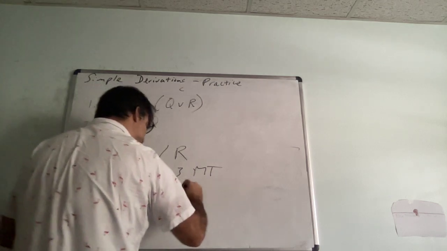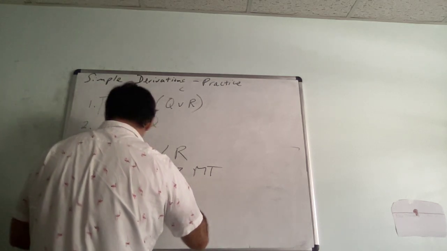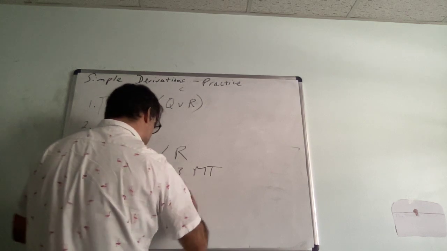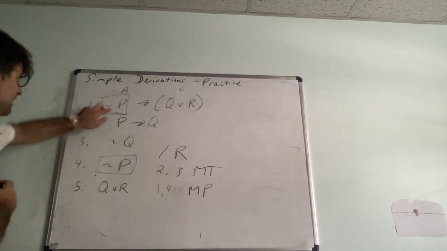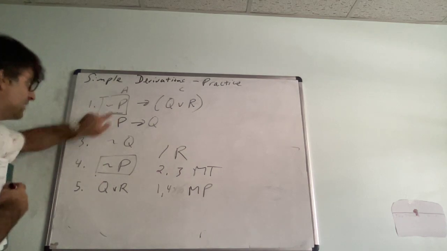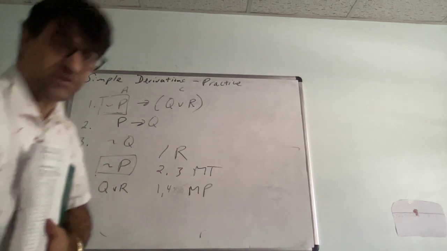And now look, this is a fun one to me. 1 and 4 modus ponens. Notice we use modus ponens even though we had a not P, because it's not P, not P. Affirm the antecedent.